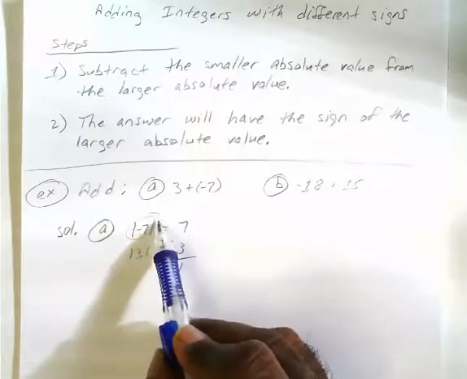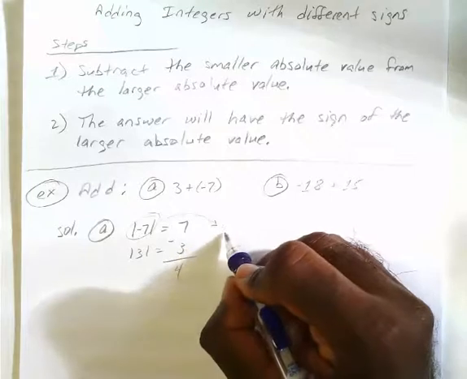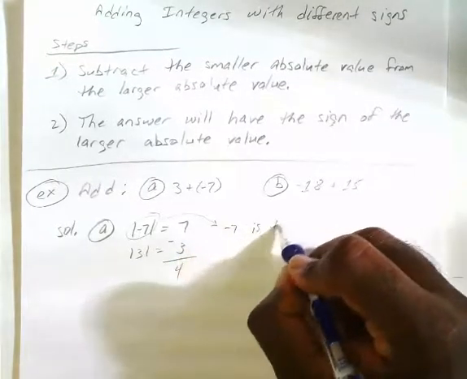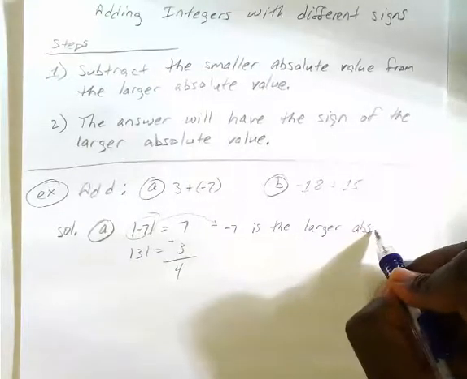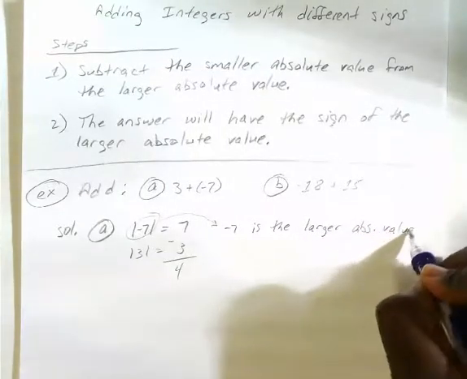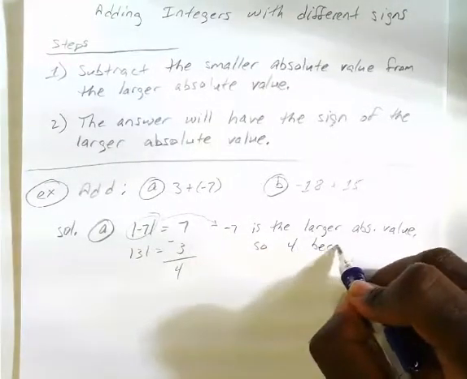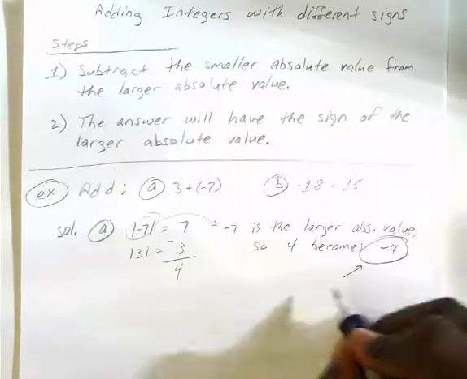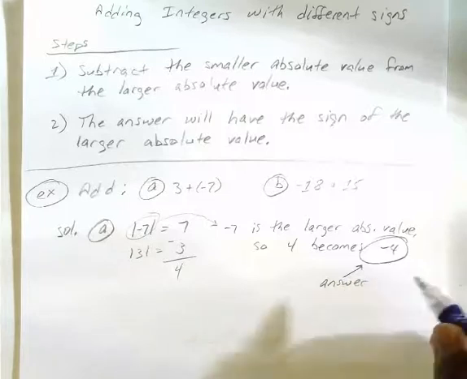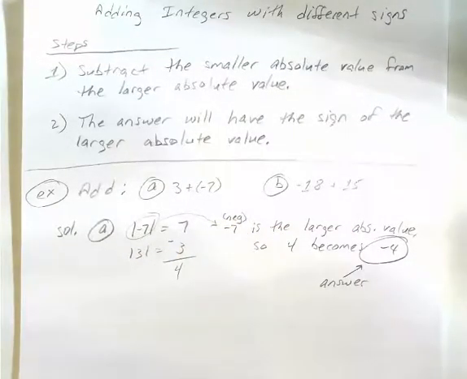So we see here our larger absolute value is negative. So negative 7 is the larger absolute value. So 4 becomes negative 4, which is your answer, negative 4. And the reason why is because your larger absolute value is negative, so your answer will be negative.